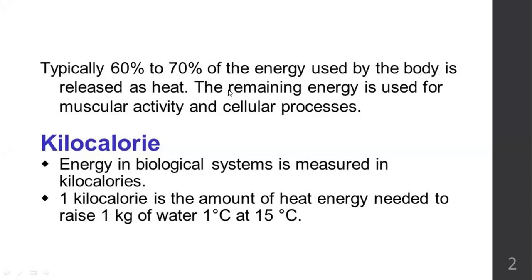So typically, 60 to 70% of the energy of the food that you eat is used by your body as heat. The remaining energy is used for your muscular activity and cellular processes. Muscular activity, not just the things that you do physically, but also the involuntary activity that takes place in your body, like breathing, digestion, thought process. You don't have to moderate it. Your body is self-optimal in it. So for all those things, energy is required.